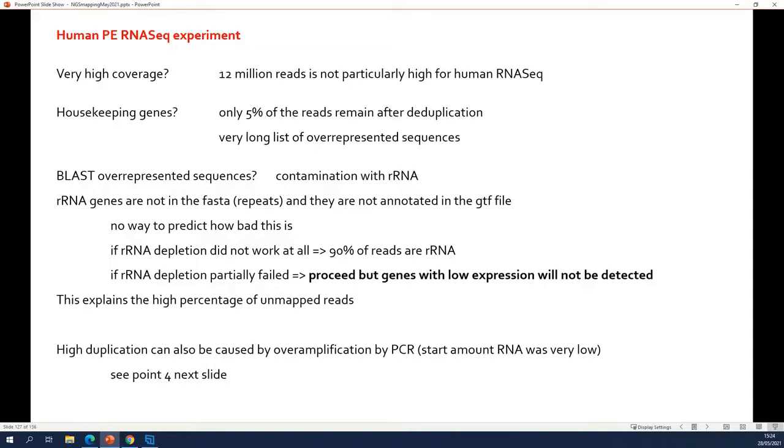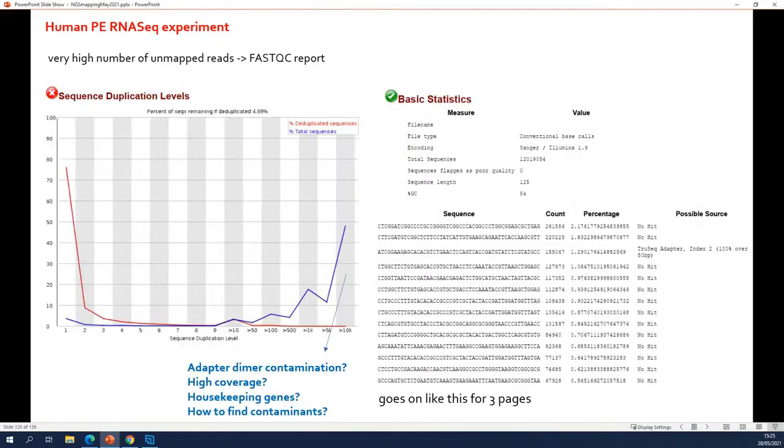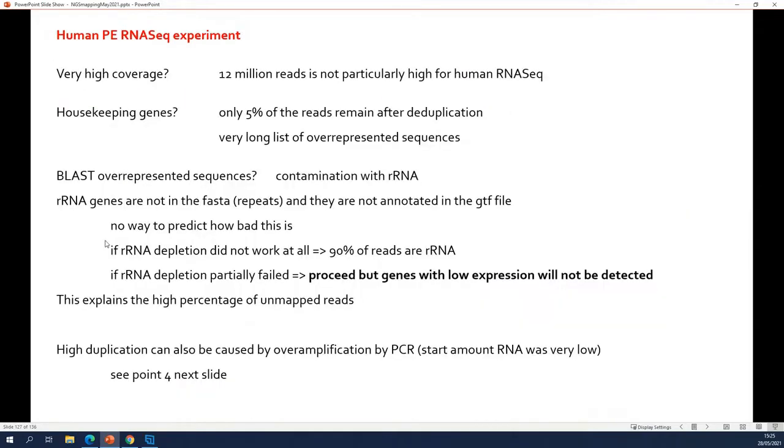Well, you start your library prep with total RNA, and then normally you're going to select the messenger RNA from the total RNA. But it's never perfect, so you always have some ribosomal RNA contamination. But this seems to be really bad, because if you look here, 5% remains. So if you're going to throw away all the duplicates, 5% of these 12 million remain.